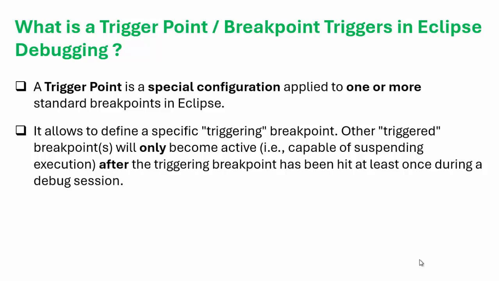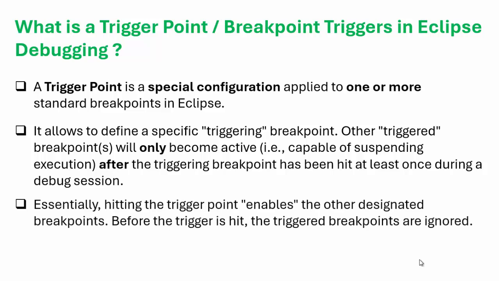The other triggered breakpoints will only become active, that is, capable of suspending the execution, after the triggering breakpoint has been hit at least once during a debug session. Essentially, hitting the trigger point enables the other designated breakpoints. Before the trigger is hit, the triggered breakpoints are ignored.